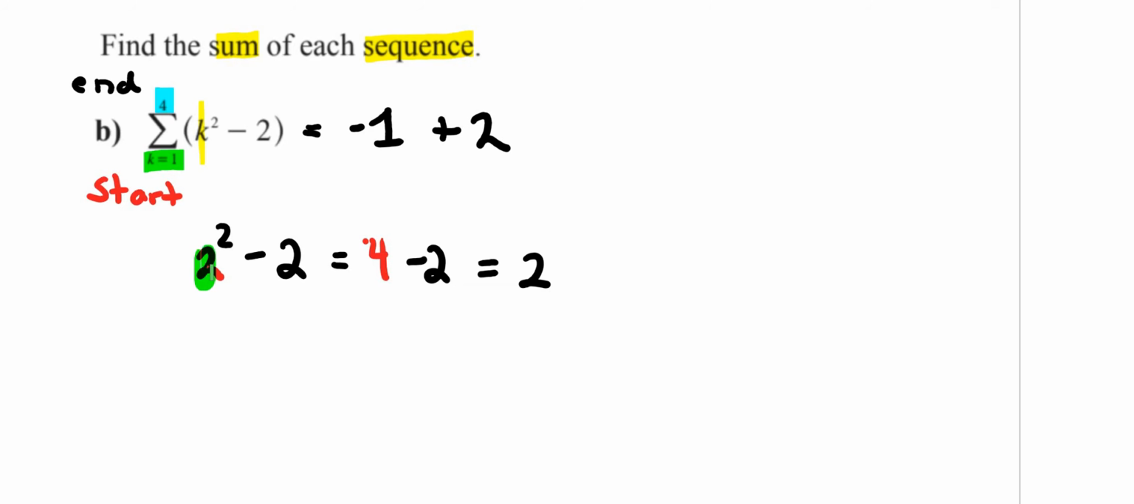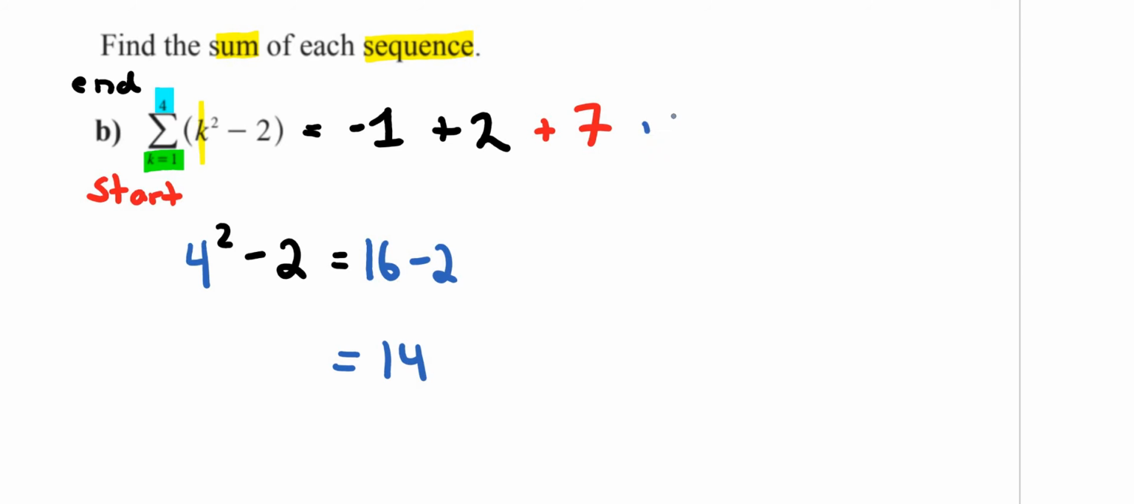Then my third term: now k will be 3 here, so I can change this to a 3. 3 squared is going to be 9, and 9 minus 2 is going to be 7, so my third term is positive 7. If I want to find my fourth term, I change this value to a 4. 4 squared minus 2 is 16 minus 2, which is 14, so plus 14.